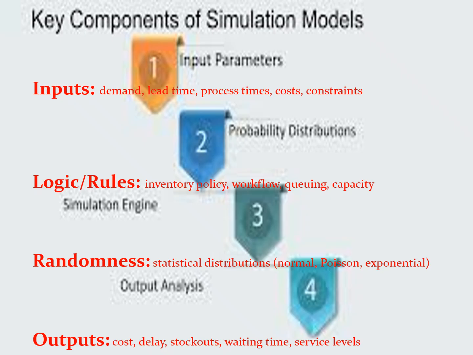After explaining the types of simulation models, let's now talk about the key components of a simulation model, which are inputs including demand, lead time, process times, costs, and constraints. Logic or rules like inventory policy, workflow, queuing and capacity. Randomness of the data like statistical distributions, normal, Poisson or exponential. And outputs including cost, delay, stockouts, waiting time and service levels.